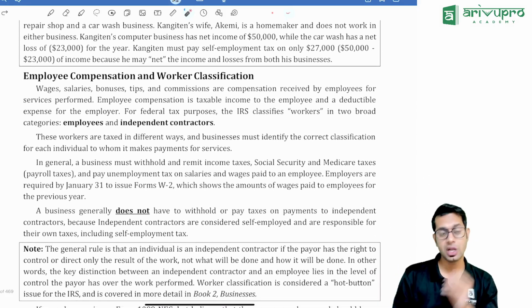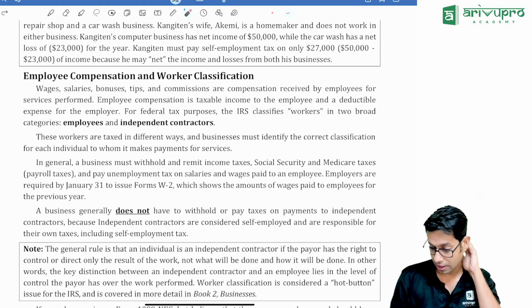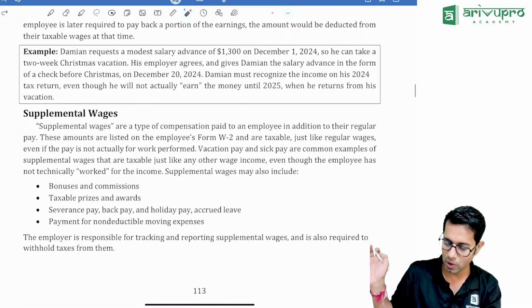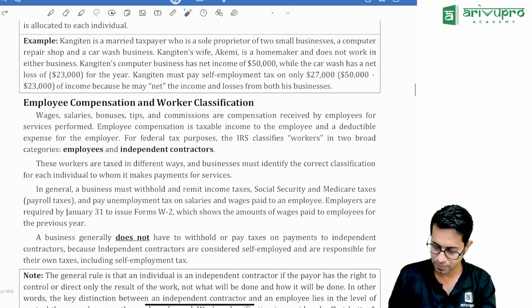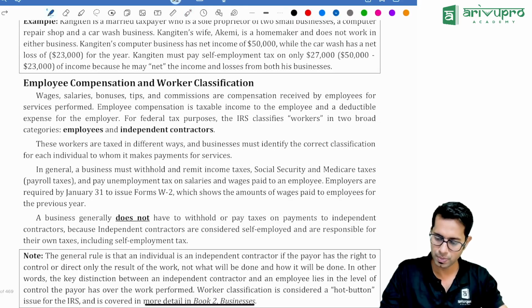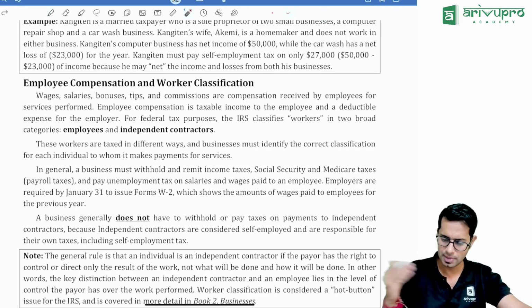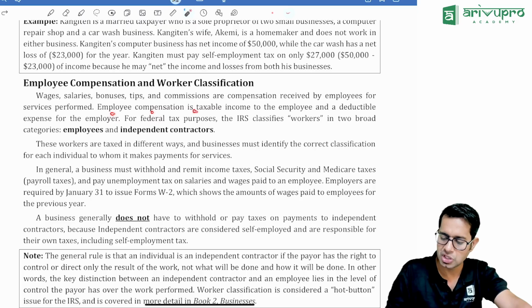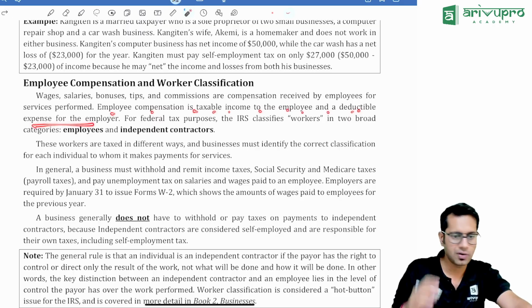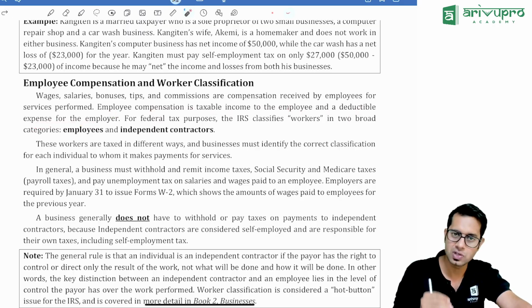Employee compensation and worker classification. First, we'll see worker classification, and then we'll see the employee incomes. Wages, salary, bonus, tips, and commissions are compensation received by employees for the services performed by them. Employee compensation is taxable to the employee and is deductible to the employer.